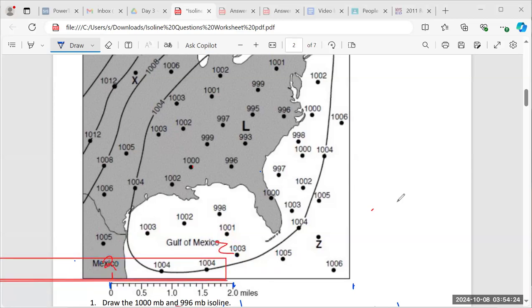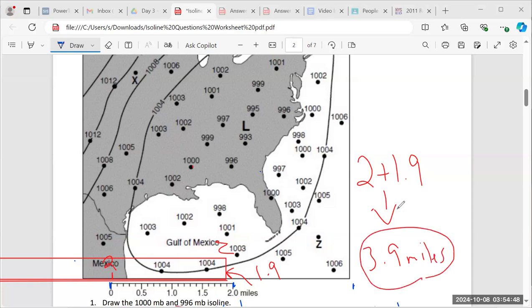When I shifted it, I also see 1.6, 1.7, 1.8, 1.9. So it looks to be another 1.9. So 2 plus 1.9 gives me 3.9 miles. And that's the answer for number 5. If you got 4 miles, that's perfectly fine too.